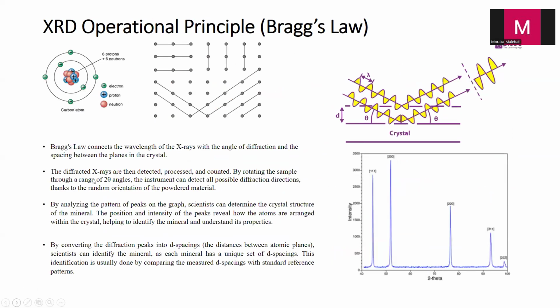All right. So this now follows what we call Bragg's law. I've already mentioned that we have the distance d, which is the distance between the atomic planes, and we have an atom. The atom consists of the nucleus, which holds the protons and neutrons, and we have the electrons surrounding the nucleus.